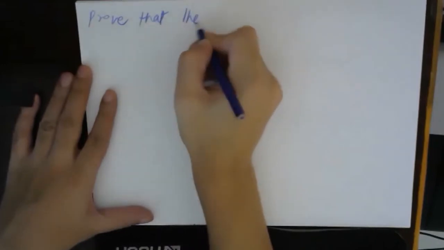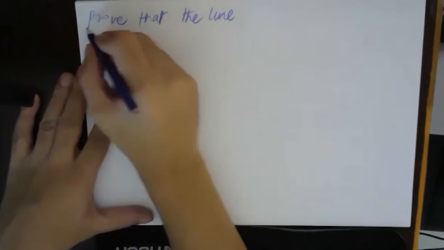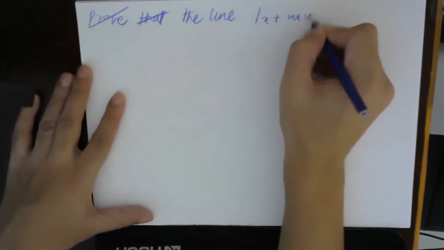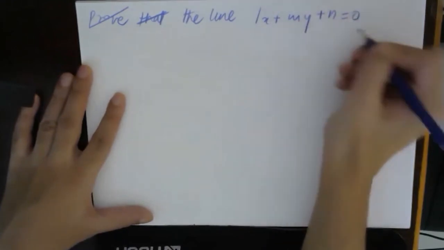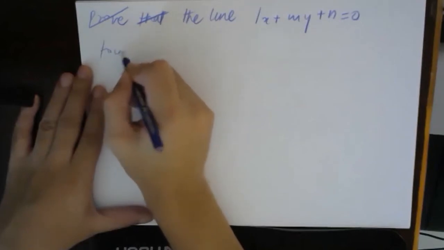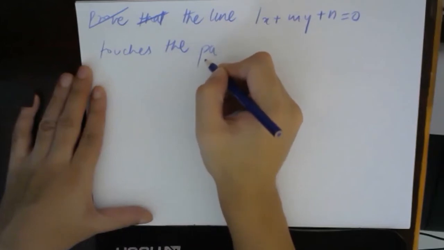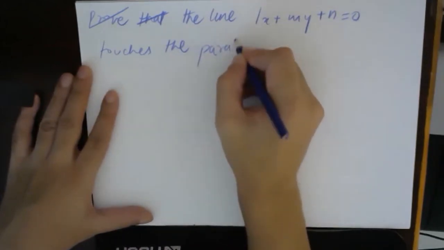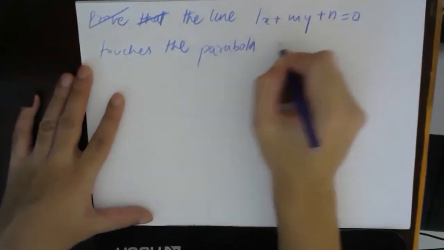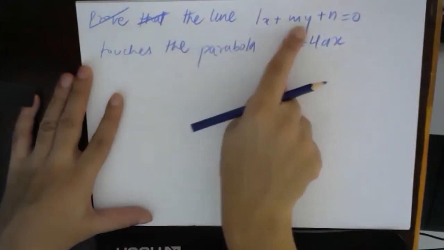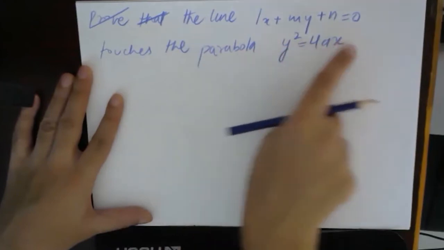Fine. So let's see. The question is to prove that the line Lx plus my plus n is equal to 0 touches the parabola y square is equal to 4ax.